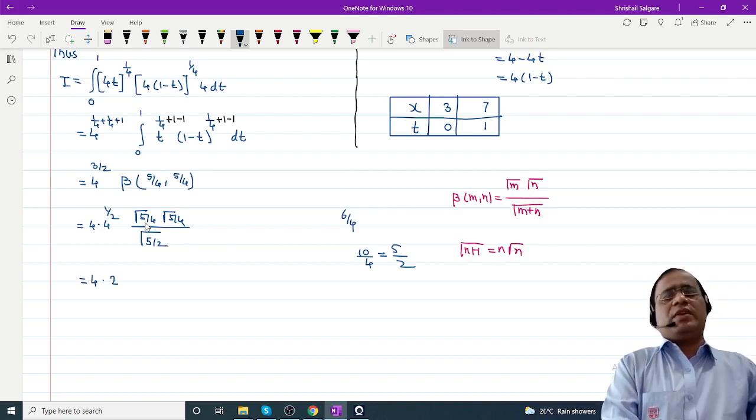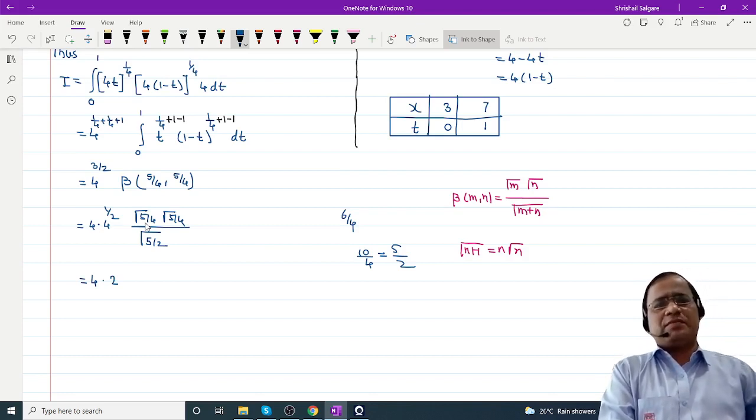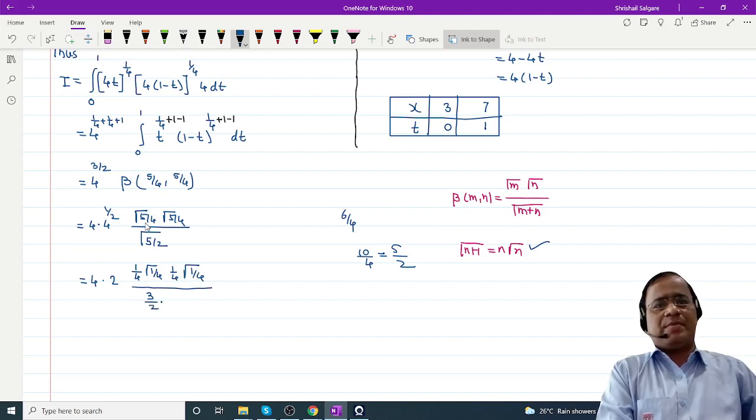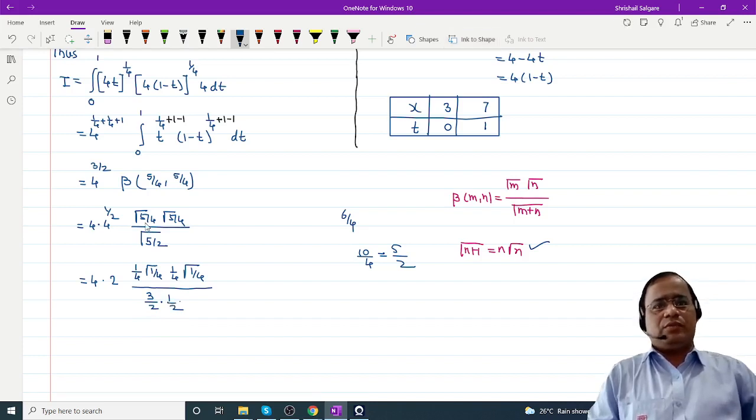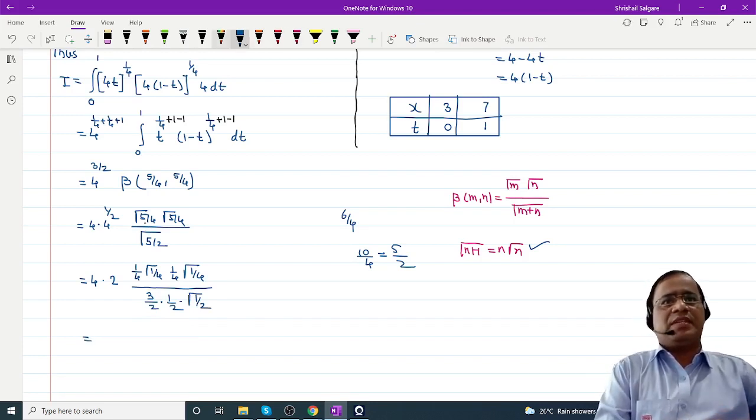So 4 raised to 1 by 2 means square root of 4, and square root of 4 is 2. So gamma 5 by 4, by using this property, can be written as 1 by 4 into gamma of 1 by 4, and this 5 by 2 can be simplified as 3 by 2, 1 by 2 into gamma of 1 by 2. Now further, see the terms which get cancelled. This 4 and this 1 by 4 get cancelled.